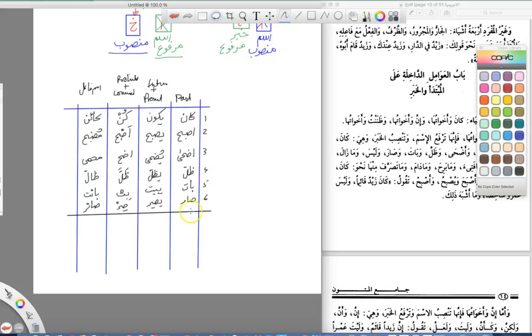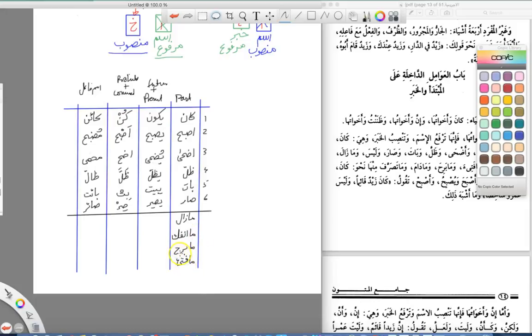The next are those that only appear in 3 of them. For example, you have ma zala, ma infakka, ma bariha, ma fati'a. So these are 4.